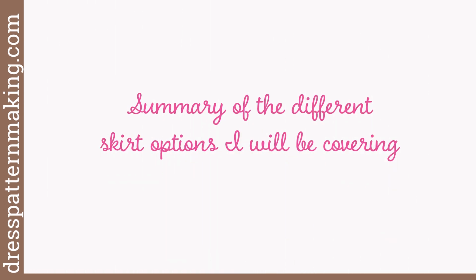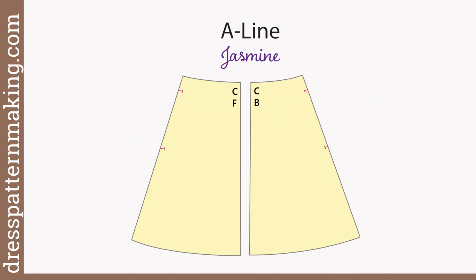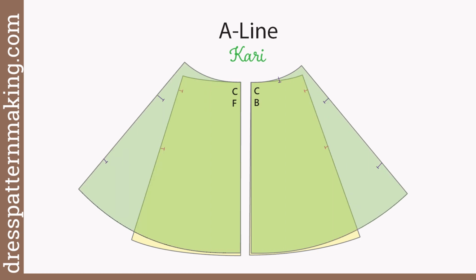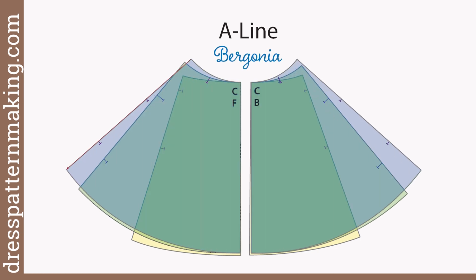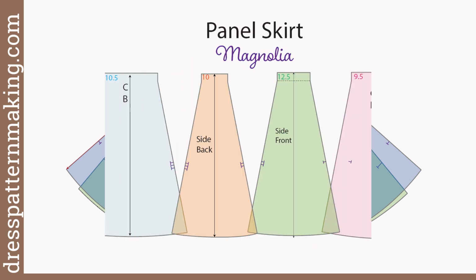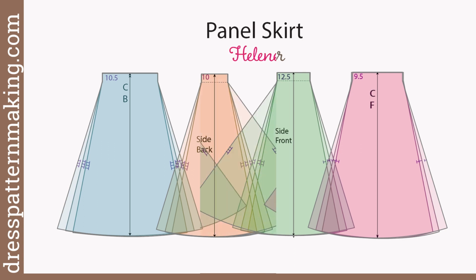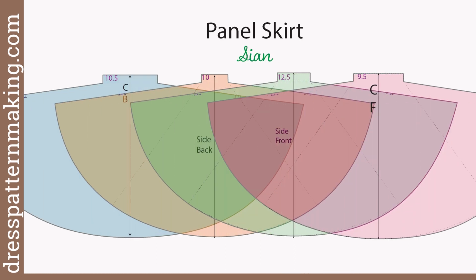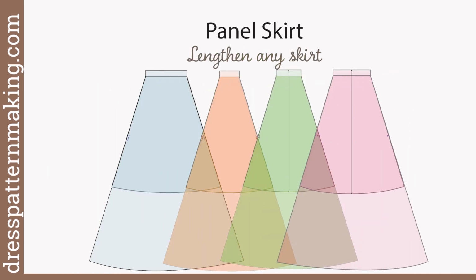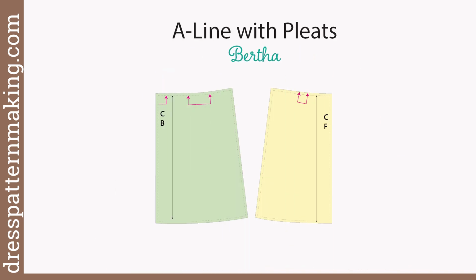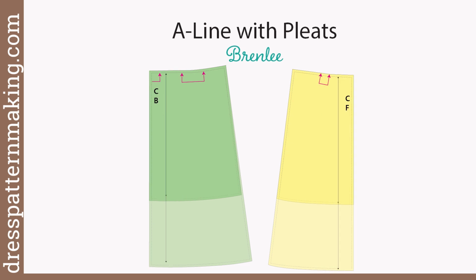So before getting into the instructions, I will just show you the different skirt options I will be covering. First, the A-line with varying amounts of flare. You can choose the amount to suit your taste and/or figure. Then the panel skirt, again with different amounts of flare. You can choose to make either the A-line or panel skirt longer or shorter, then adding pleats. In this case, it's a squarer skirt where the added fullness for the pleats is put only in the waist, not the hem. Again, any length you wish.